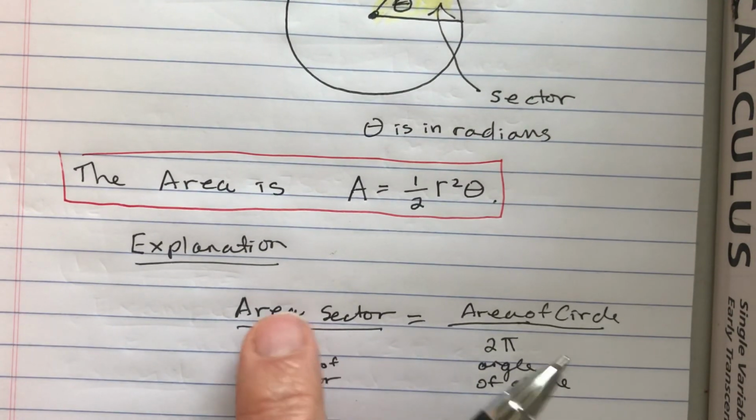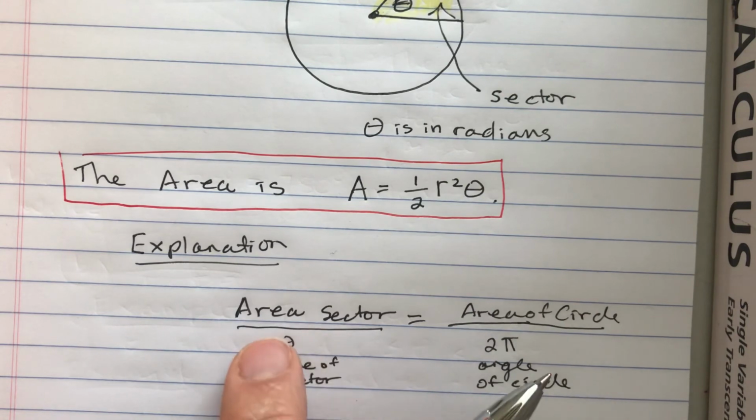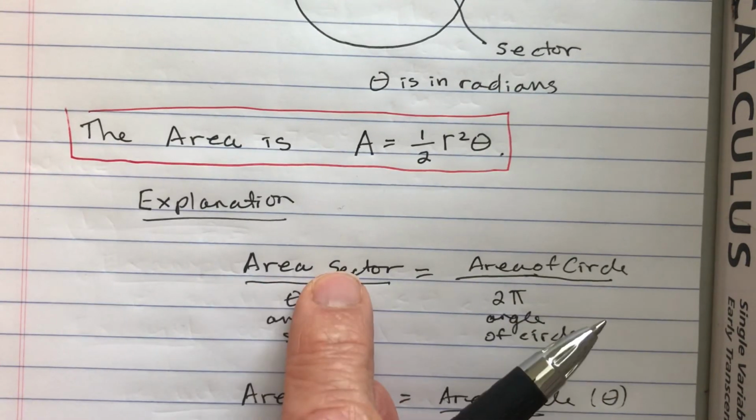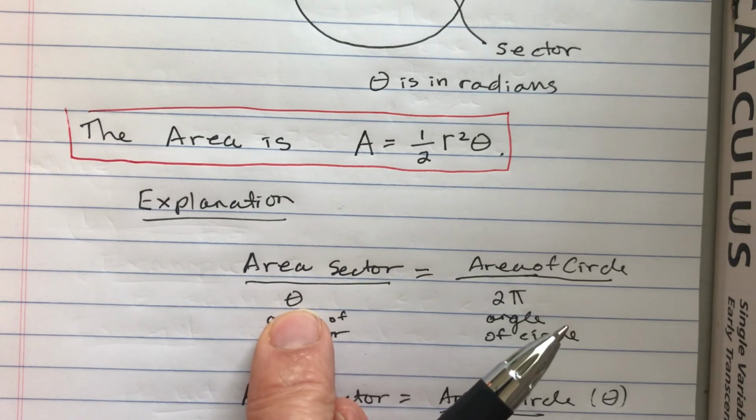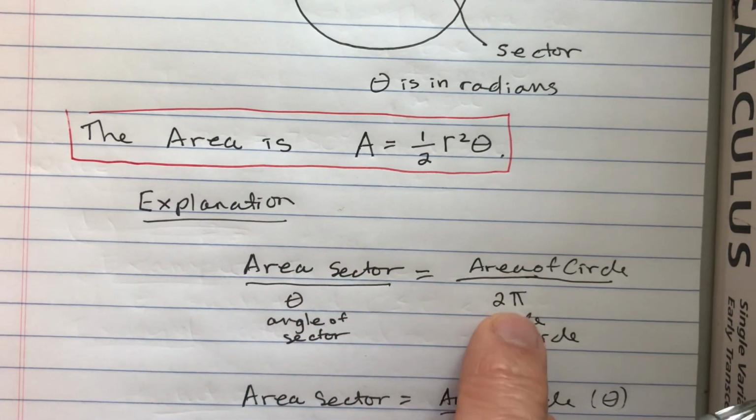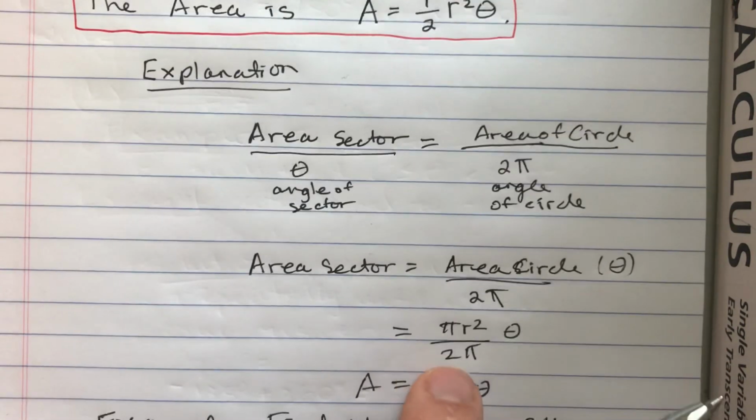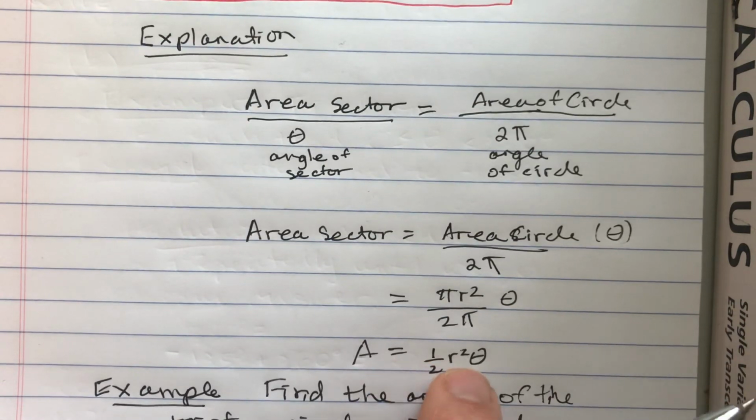This was an attempt to explain this, given the fact I know the area of a circle. The area of a sector to the angle measurement is equal to the area of the circle to 2 pi, because there's 2 pi radians in a circle. And then if you cross multiply, it simplifies to area is 1/2 r squared theta.